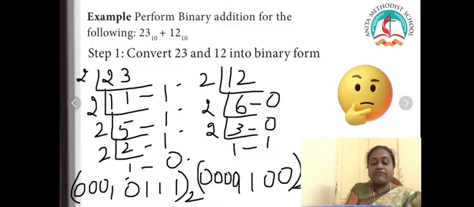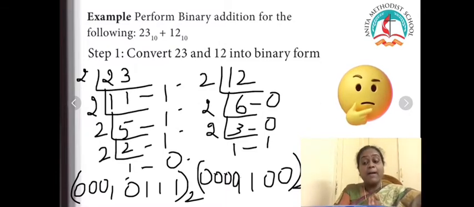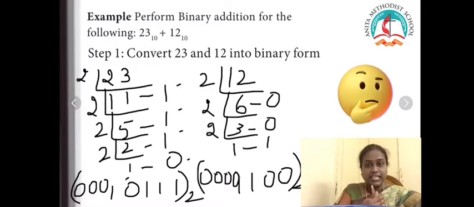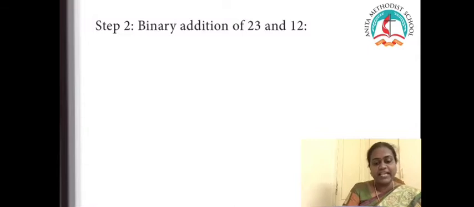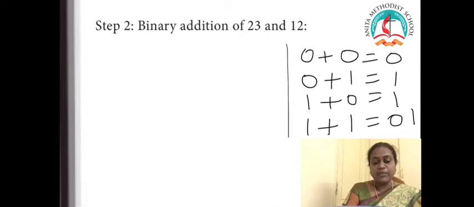So I have converted the decimal number to binary form. First step. Second step, I will do the addition. My second step will be binary addition. First, I converted the decimal to binary. Now I have to do the binary addition. So before doing the addition, I have to write out my rules in the corner so that it will be easy for me to do my addition.